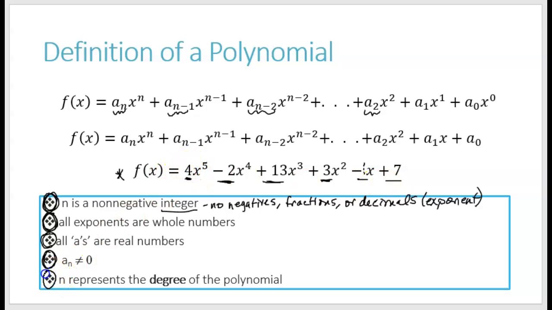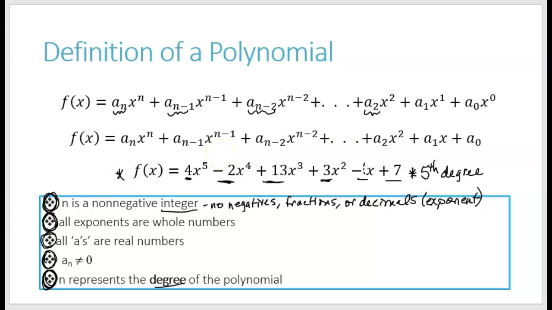And then the other big thing that you have to know is that n, the highest exponent, represents the degree of the polynomial. So for instance, this particular thing right here is a 5th degree polynomial. And that degree might be written out in front. That's the nicest way for them to write them for us. But we have to scan across whatever polynomial function we might be looking at and look for that highest exponent term, because the highest exponent does tell us the degree of the polynomial.